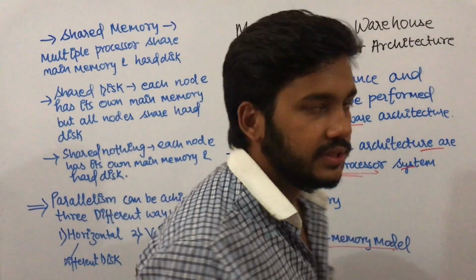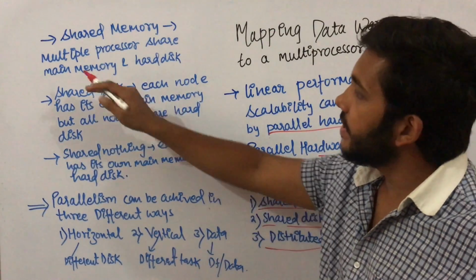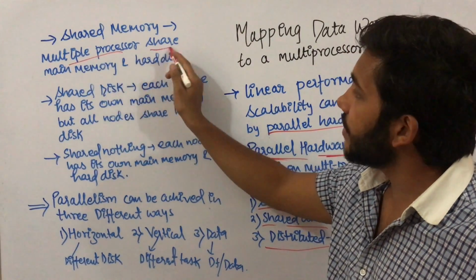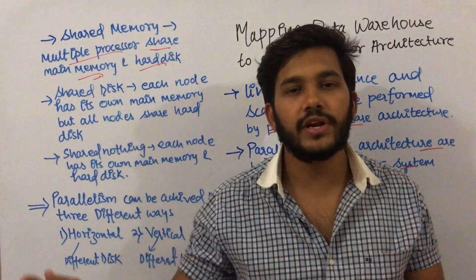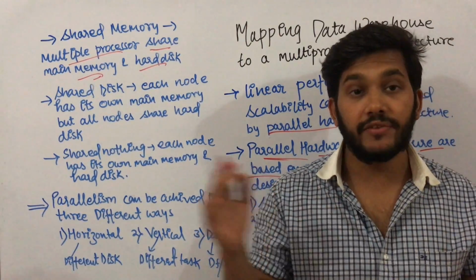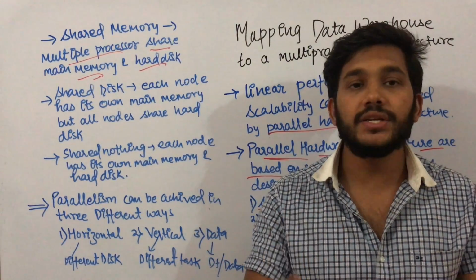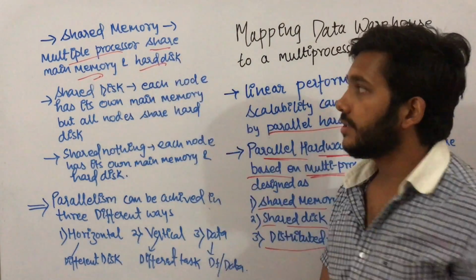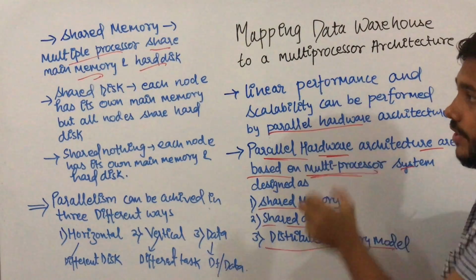Now let's discuss each. First is shared memory. Shared memory means multiple processors share main memory and hard disk. There are different multiprocessors present, and these different multiprocessors share the same main memory and same hard disk. So this is the shared memory architecture of parallel hardware.